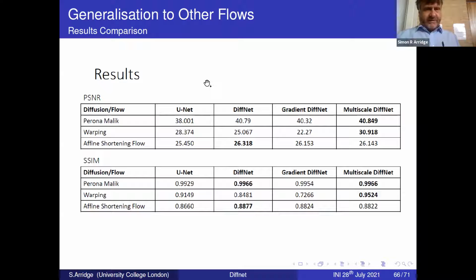So for the warping result, the multi-scale DiffNet outperforms, also for the pronomalic, not for the affine shortening flow. And surprisingly, for the affine shortening flow, the original DiffNet does best. This is a little bit of a puzzle at the moment, because this original DiffNet only has the second order derivatives and doesn't include anything which can represent the powers of those. So I'm not really sure how that works.